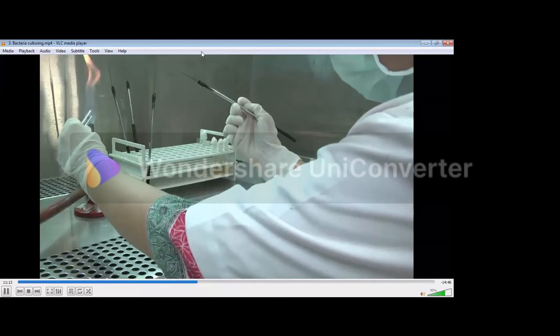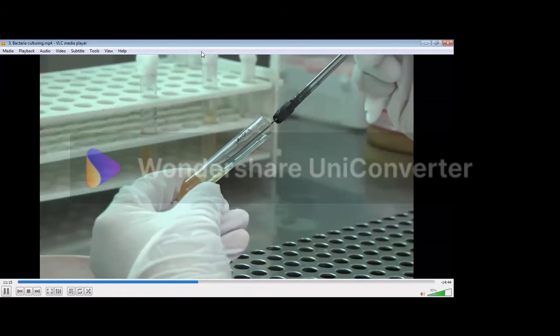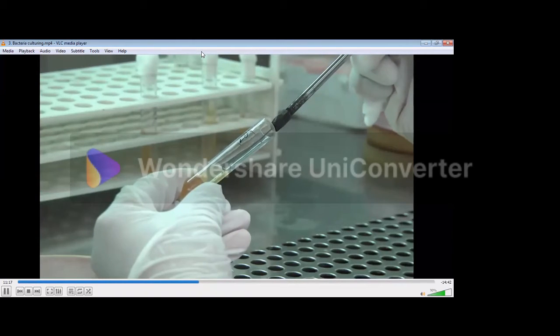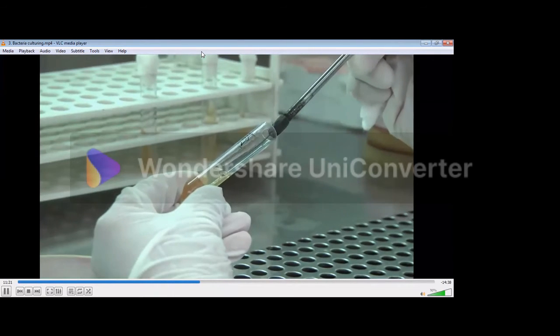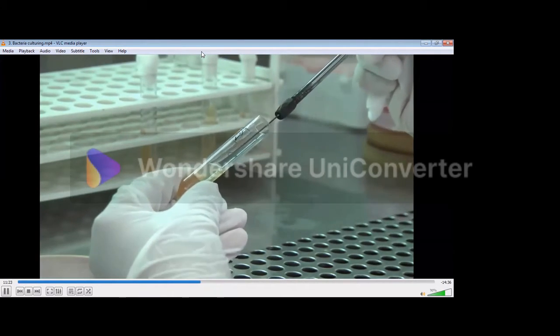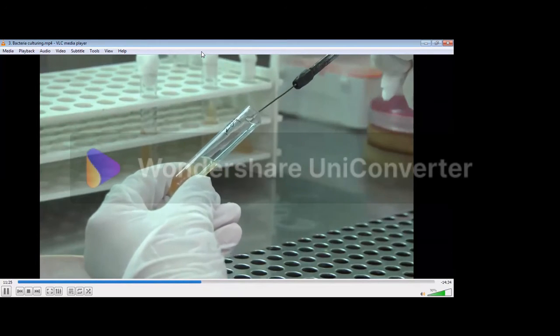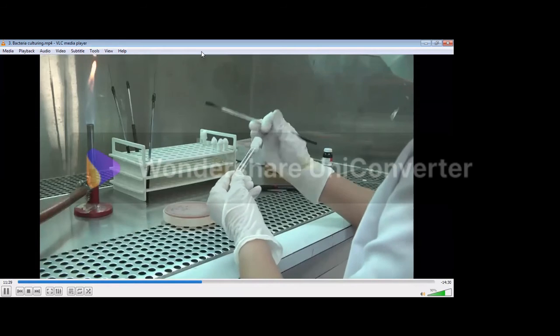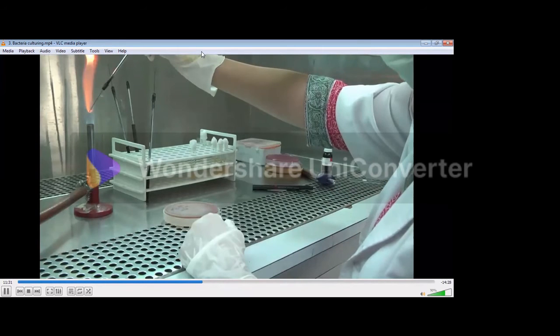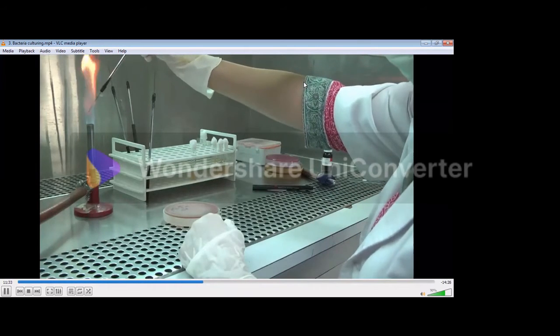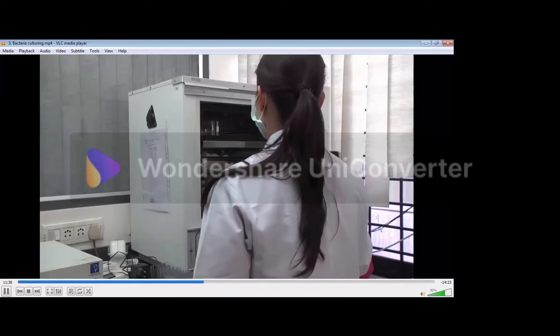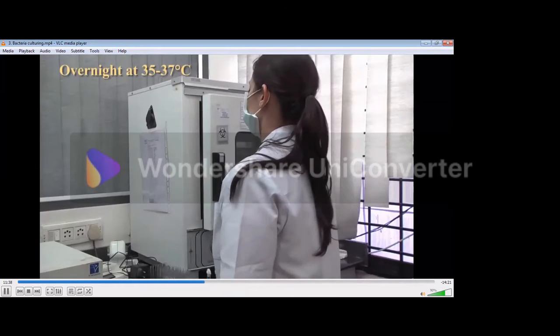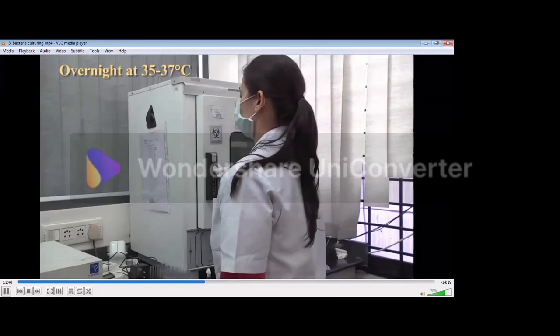and flame the neck. Then, using the loaded inoculating wire loop, gently streak across the surface of the slant in a zigzag fashion, taking care not to break the agar with the loop. Flame the mouth of the slant again and replace the plug or cap. Sterilize the loop after the inoculation. Incubate the agar slant medium overnight at 35 to 37 degrees centigrade.